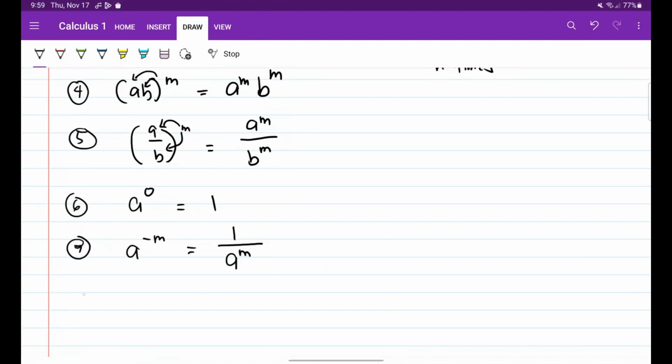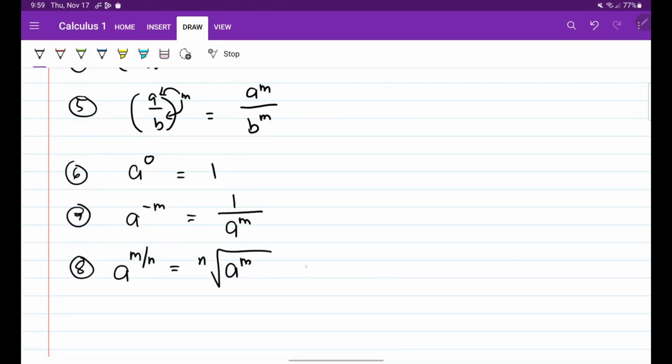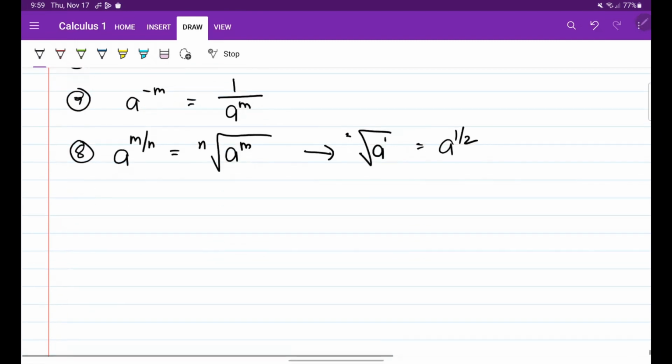And lastly, we have fractional exponent rules kung saan sinasabi na a to the m over n ay equal lang sa nth root ng a to the m. Kaya natin nasasabi na square root ng a, this is equal to a to the 1/2. Okay, so that is for exponent rules.